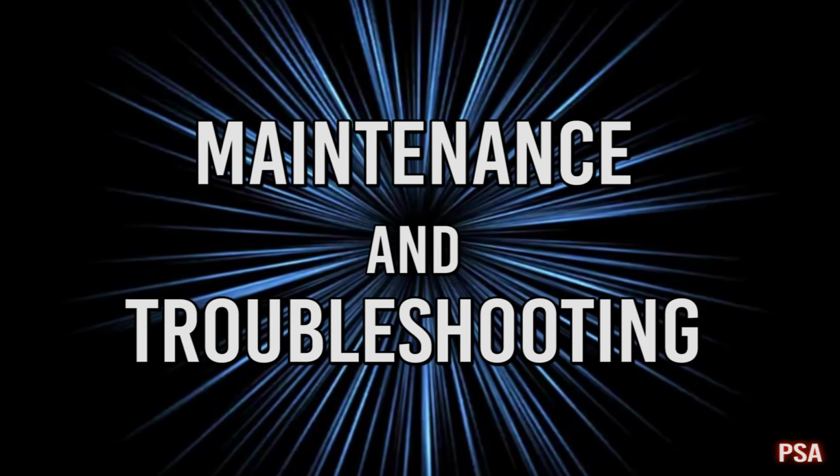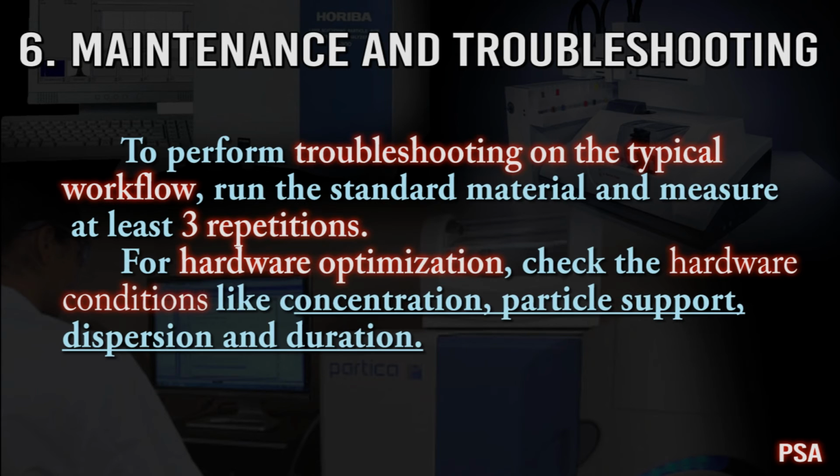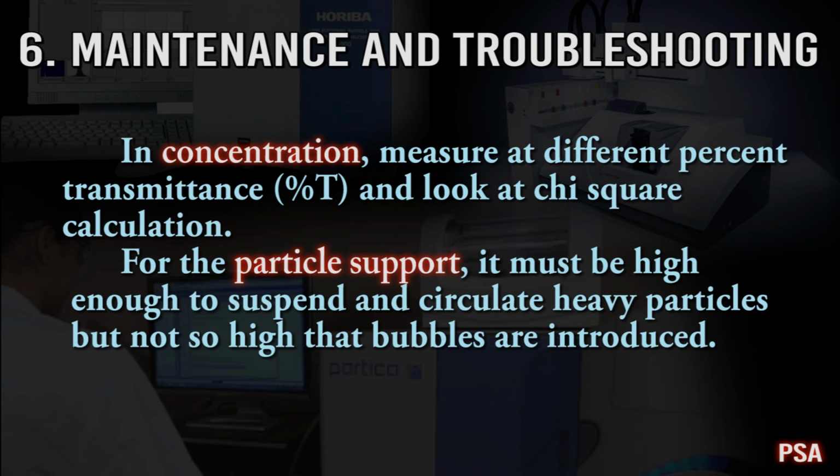Maintenance and troubleshooting. To perform troubleshooting on the typical workflow, run the standard material and measure at least 3 repetitions. For hardware optimization, check the hardware conditions like concentration, particle support, dispersion, and duration. In concentration, measure at different percent transmittance and look at the chi-square calculation.